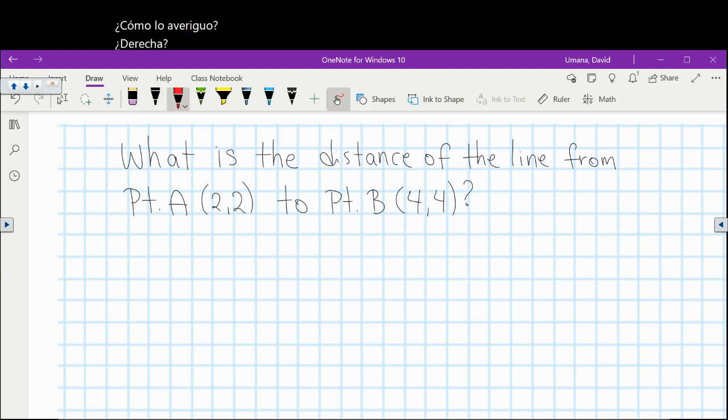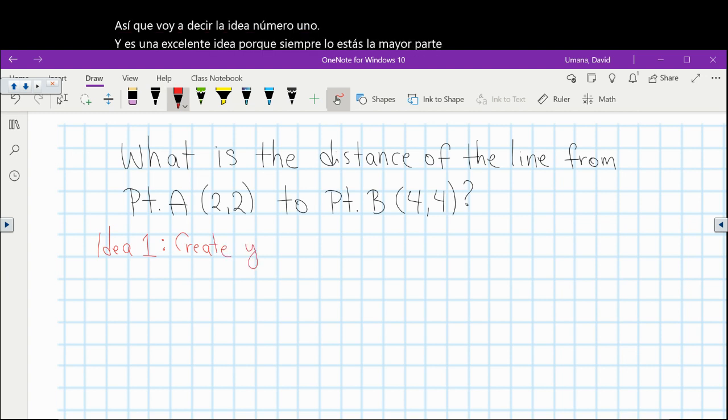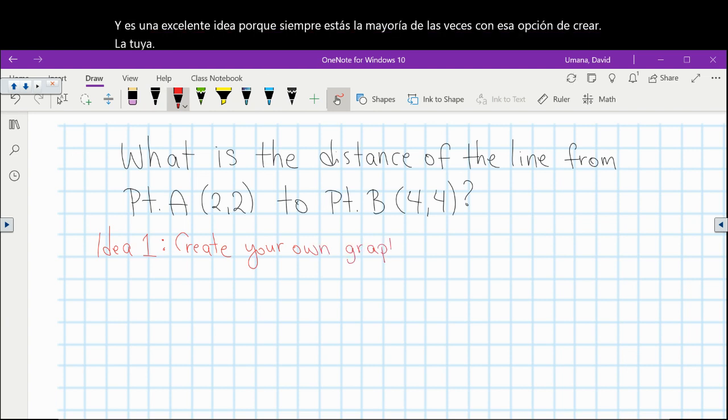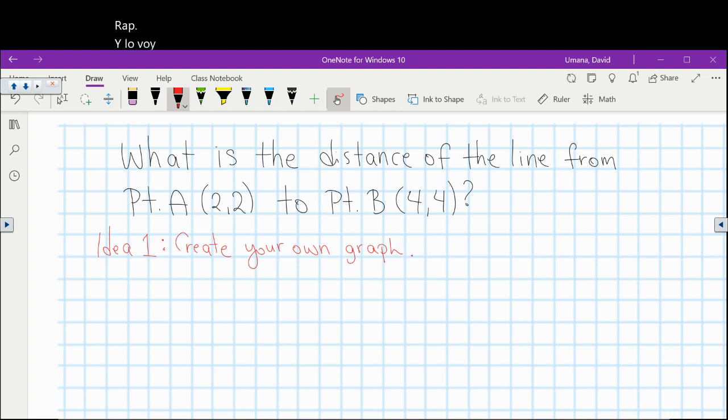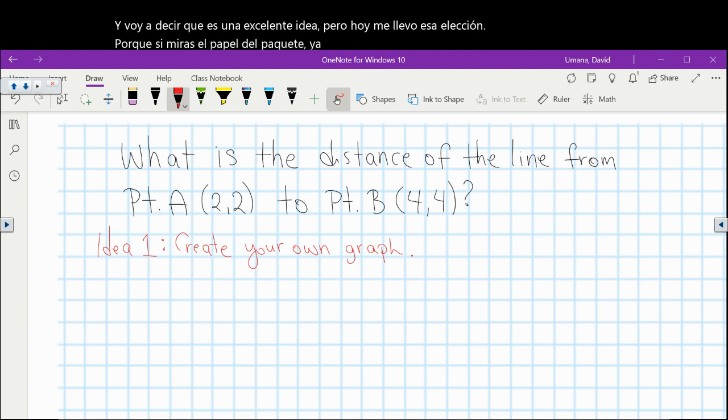So I'm going to say idea number 1. And it's an excellent idea because most of the time you have that option. Create your own graph. And I'm going to say that is an excellent idea, but today I'm taking that choice away. Because if you look at the back of your paper, it's already a blank piece of paper. There is no grid. So that kind of messes up accuracy to a certain extent.